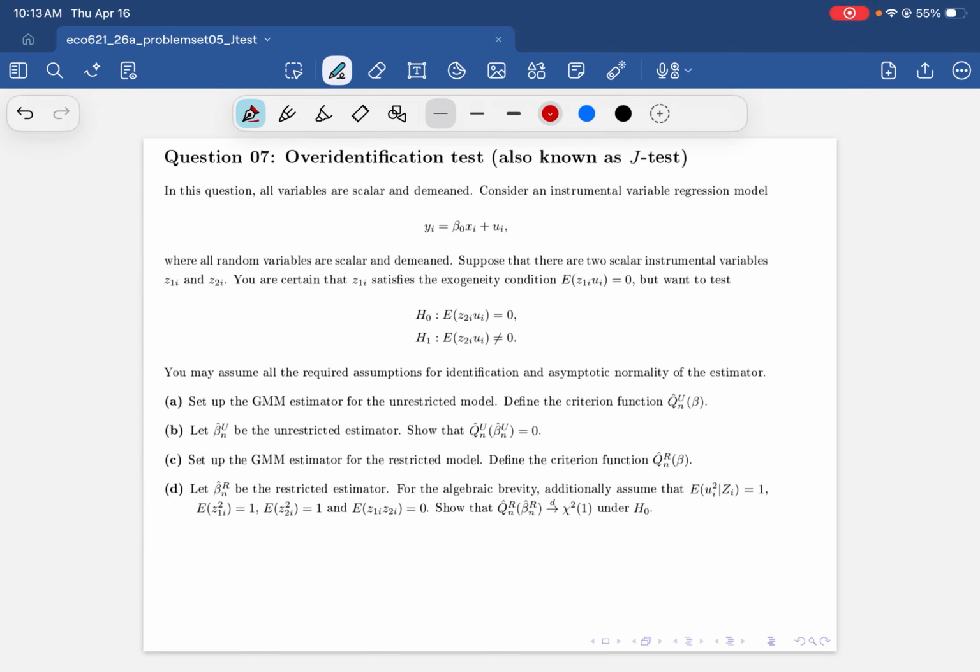This over-identification test will be solved without using linear algebra at all. The setup is pretty simple; it is simplified to solve without linear algebra. First, there is only one demeaned scalar regressor, and one IV is certainly valid, but the other IV, Z2, is uncertain whether it is valid or not.